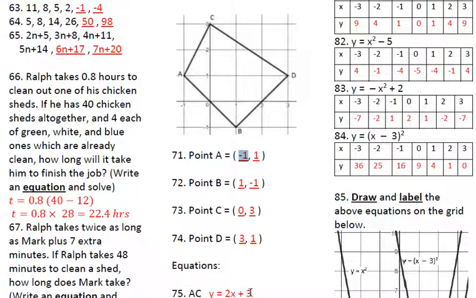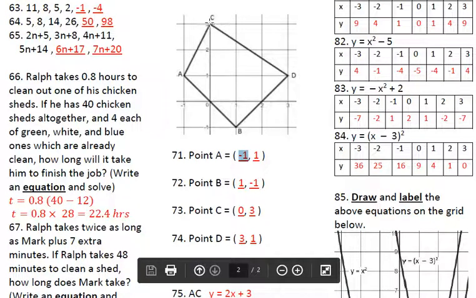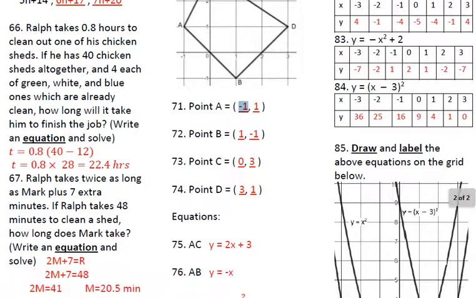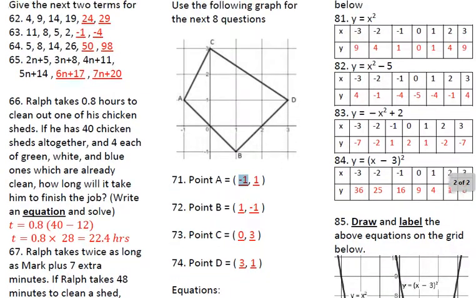How do we get the plus 3? Well, it crosses the y-axis at 3. So you must write down plus 3 after that. Let's look at the next one. Next one is AB. Let's look at AB.